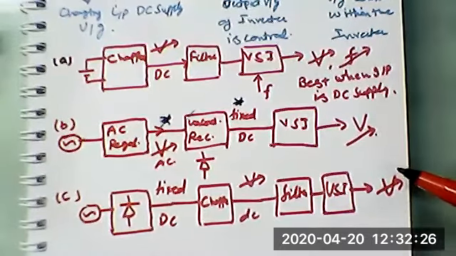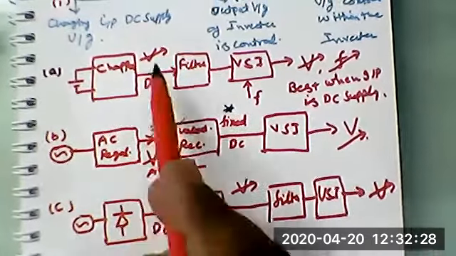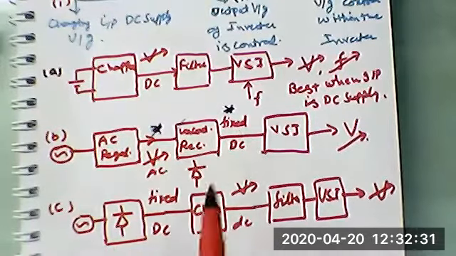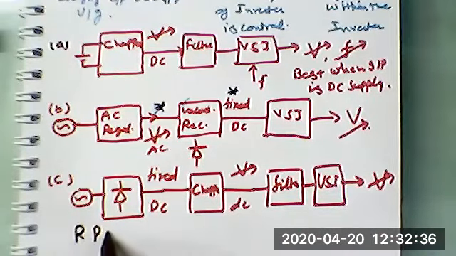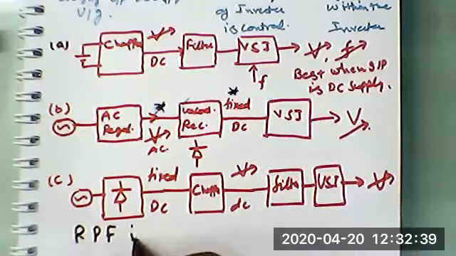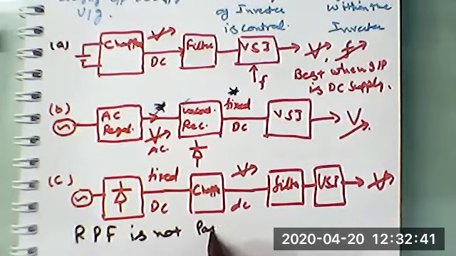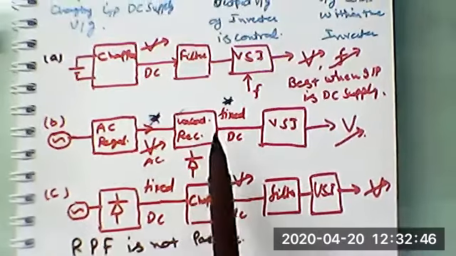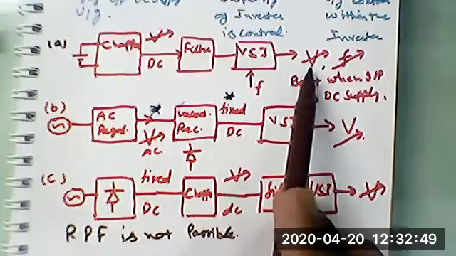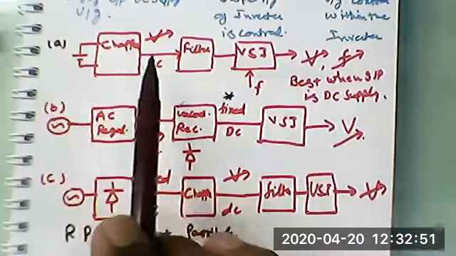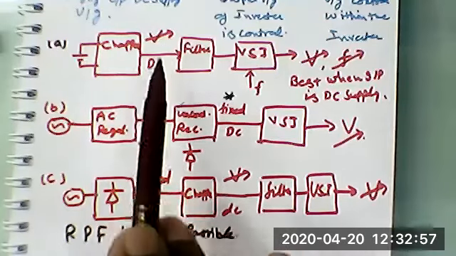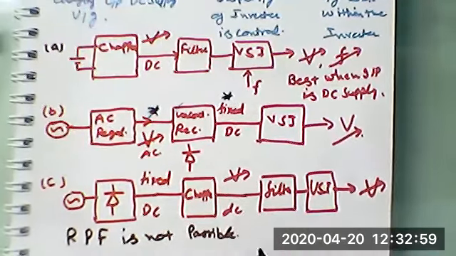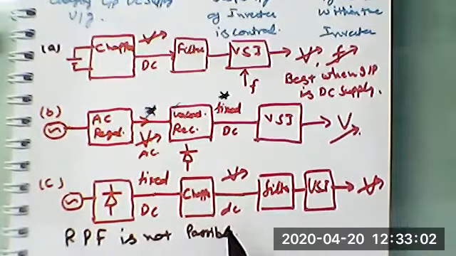But one thing you should notice, in all the cases, RPF is not possible. What is RPF? RPF is reverse power flow. When you want to feed back some of the energy to the source, it is not possible in this type of circuit. The reverse power flow is not possible.